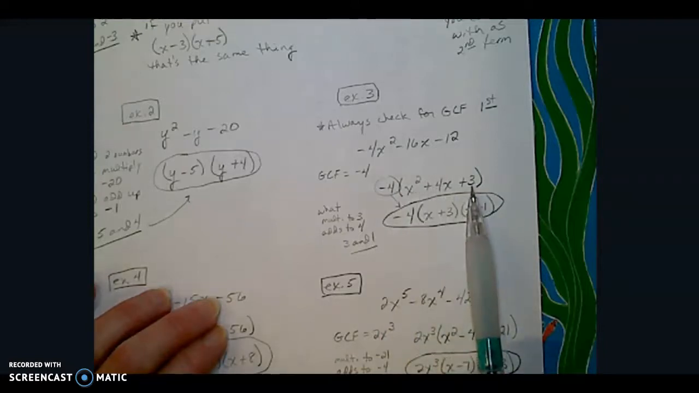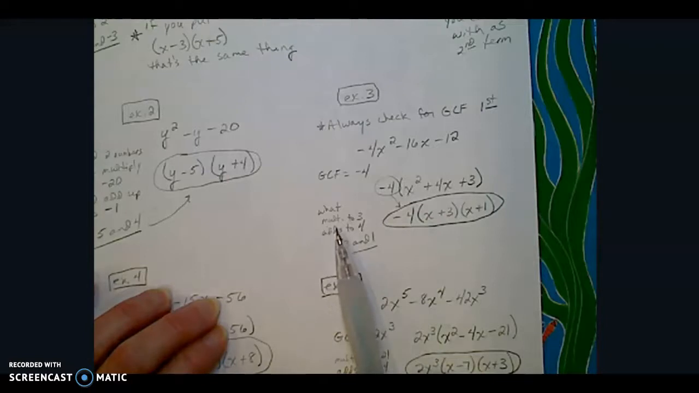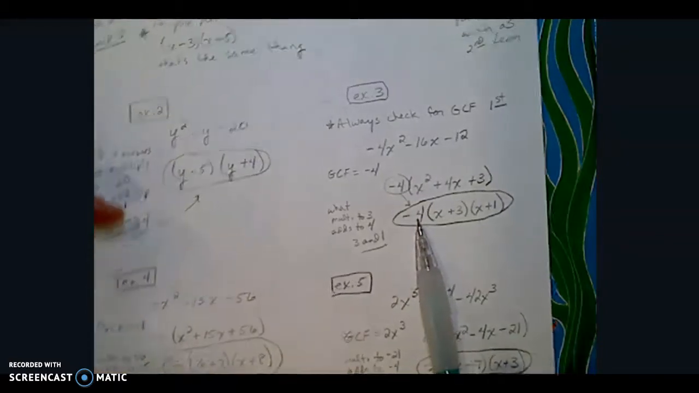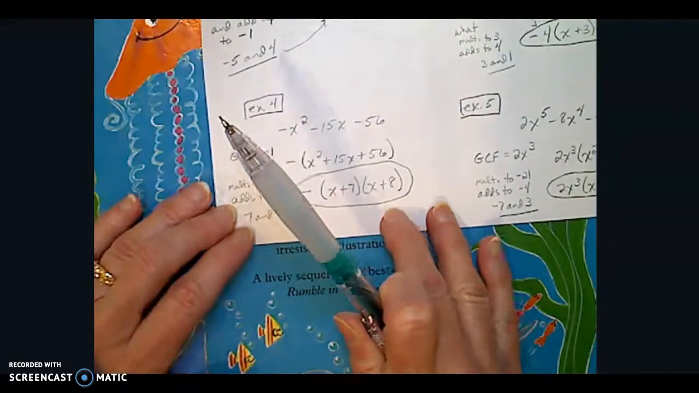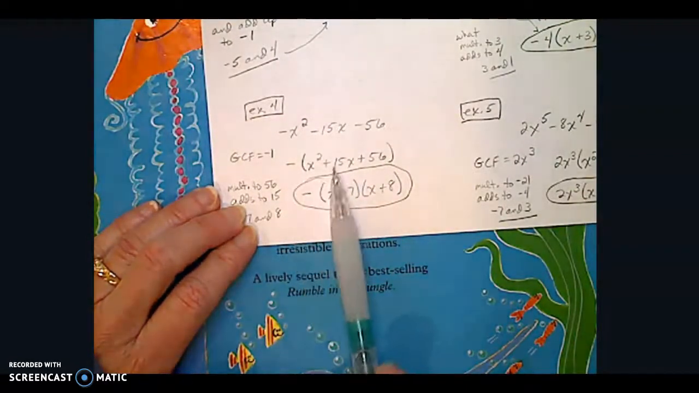Well, when I'm left with a trinomial and the leading coefficient is 1, then I'm going to try the unfoil. Are there 2 numbers that multiply to 3 and add up to 4? Well, yes. There's 3 and 1. Okay, so I'm going to put my 2 parentheses, plus 3 plus 1. Just remember to bring that GCF down. Okay. In example 4, I just needed to take a negative 1 out. And then I could do the unfoil.